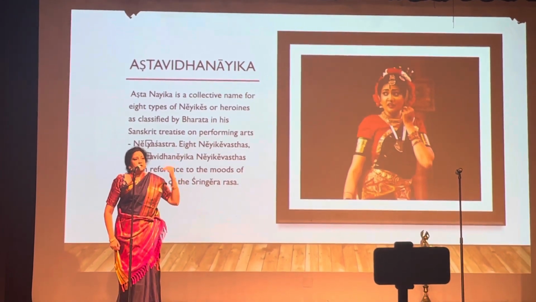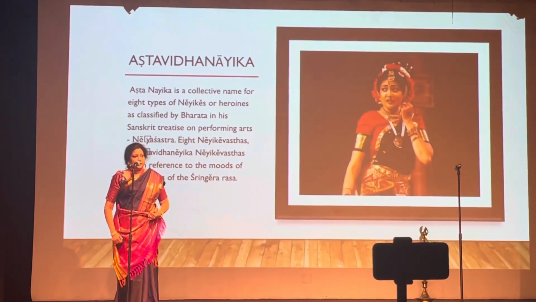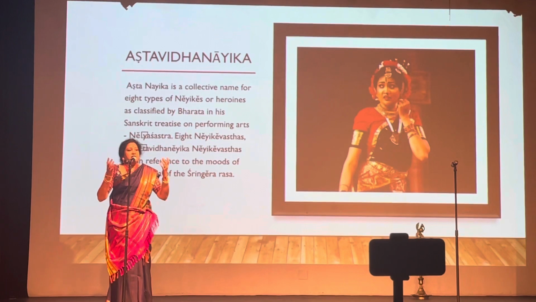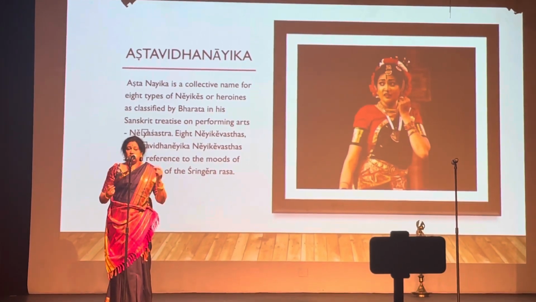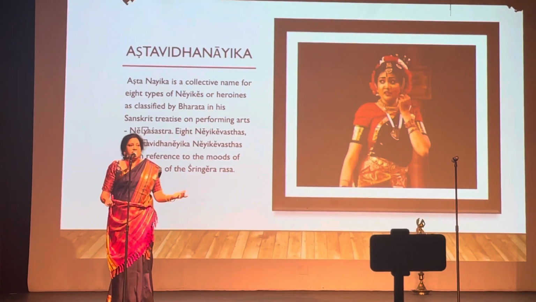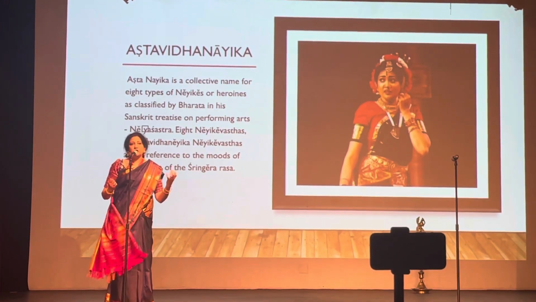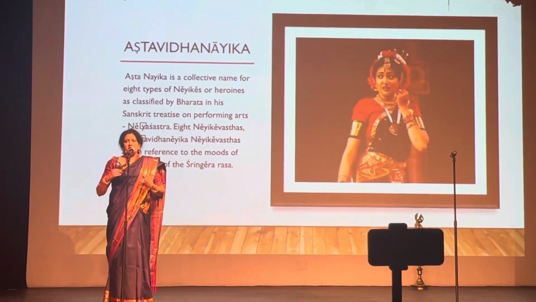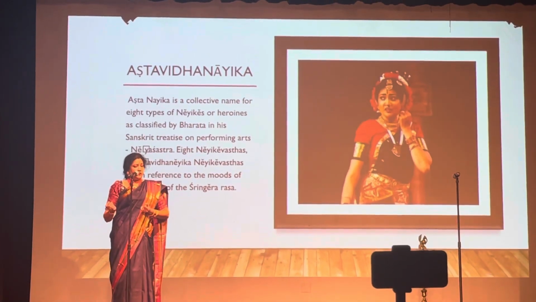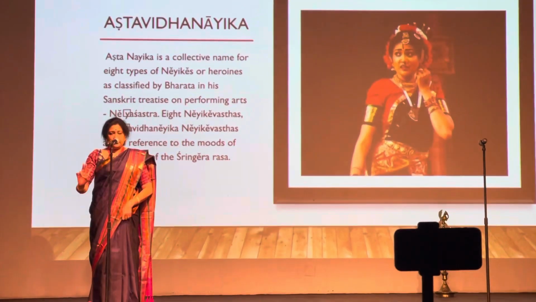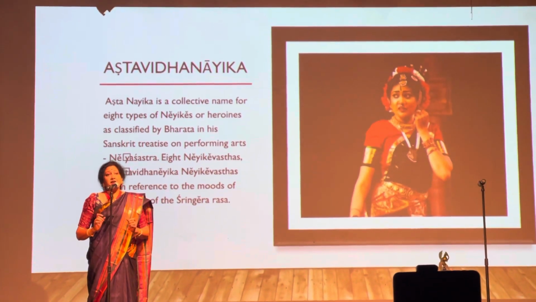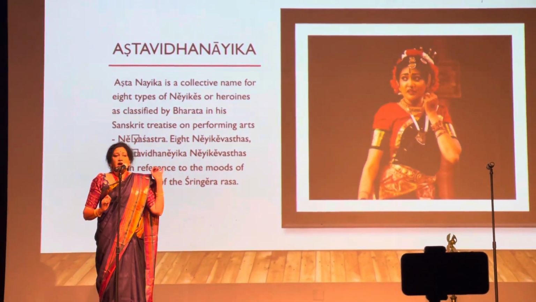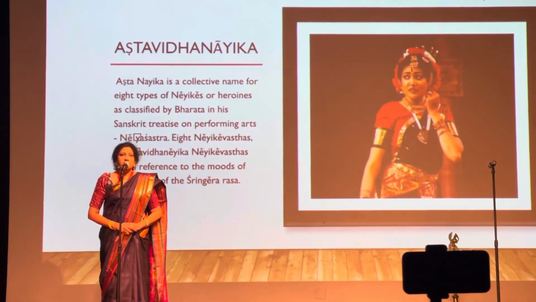There are various ways of showing a heroine. The various moods of the heroine are captured. So here, Bharata has divided the Nayika in various different ways, and Ashtavidhanayika is one of the things where he captures the moods of the Nayika, whether she's very angry with her lover, or she's having some sort of a fight with him, or she stops him from coming and meeting her. All of this is happening in Shringara Rasa. So all the Ashtavidhanayikas we'll be showing today are to do with the Shringara Rasa. Next slide, please.